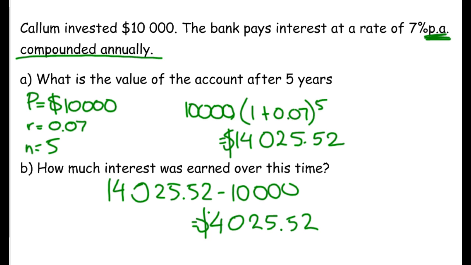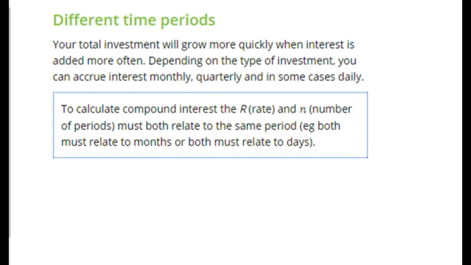Nice and straightforward. The problem comes is when we have different time periods. The total investment will grow quickly when interest is added more often. As you saw before, more often, or when we did it yearly, imagine if I did that daily. Imagine if I could get that interest calculated every single day. Now, depending on the type of investment, you can accrue interest monthly, quarterly, and sometimes daily. To calculate the compound interest, the rate and the number of time periods both must relate to the same period. So they must both be in months or both be in days. This will make more sense in a minute.